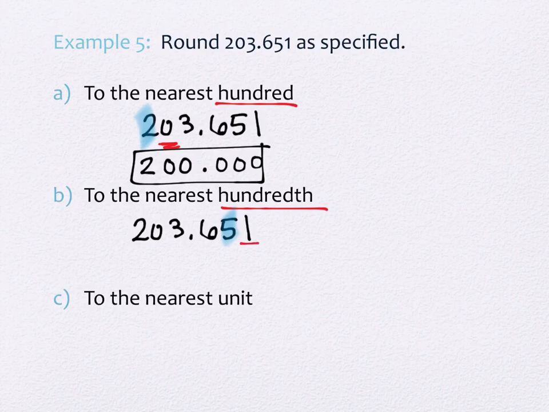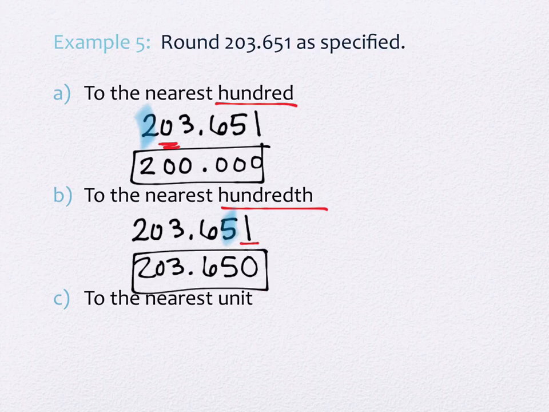It's a 1. What does the 1 tell us is going to happen to the 5? It's going to stay the same. So the number becomes 203 and 65 hundredths. If you want to write 650 thousandths like that, that's fine too. Either of those are perfectly acceptable. How about units? What does that mean?